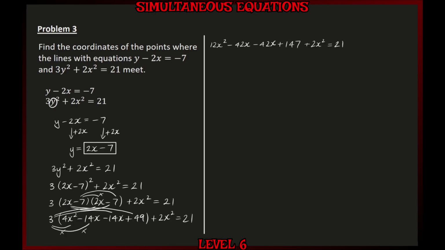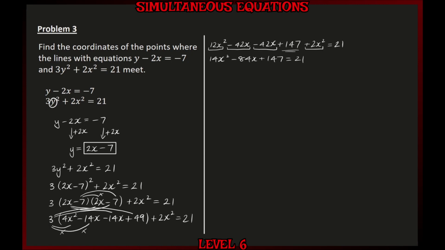to 21. We can now simplify the left-hand side by collecting together the like terms. So we have a 12x squared and a plus 2x squared. So that's 14x squared. We have a minus 42x minus 42x. That's minus 84x. And we still have a plus 147 is equal to 21.